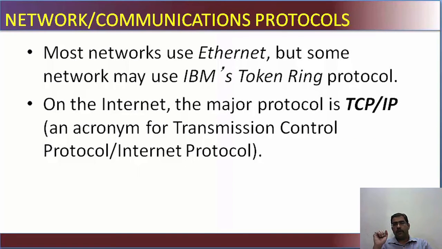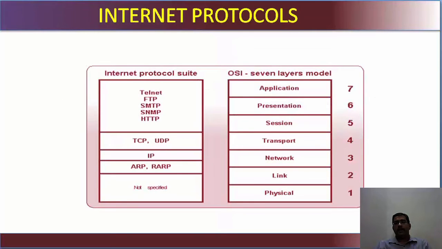Most of the computers use Ethernet, but some may use IBM's token ring protocol. When you see the internet, the major protocol is TCP/IP, Transmission Control Protocol, Internet Protocol. There are different kinds of Internet protocols. If you see the OSI layer, which is a 7-layer model, which starts from the physical and goes up to the application, here in your Internet protocol suite, several of the protocols sit in different layers of the Internet protocol suite.